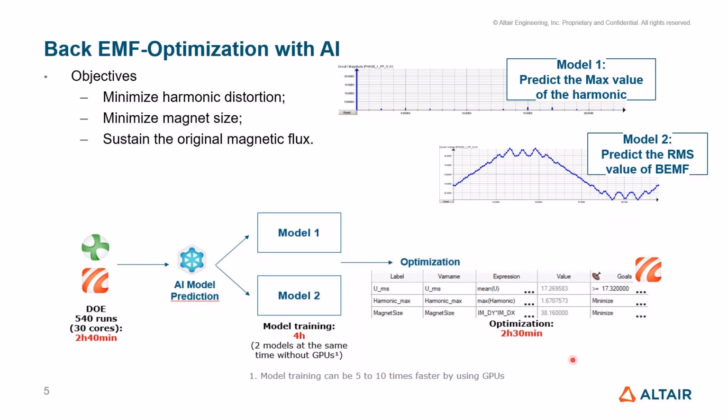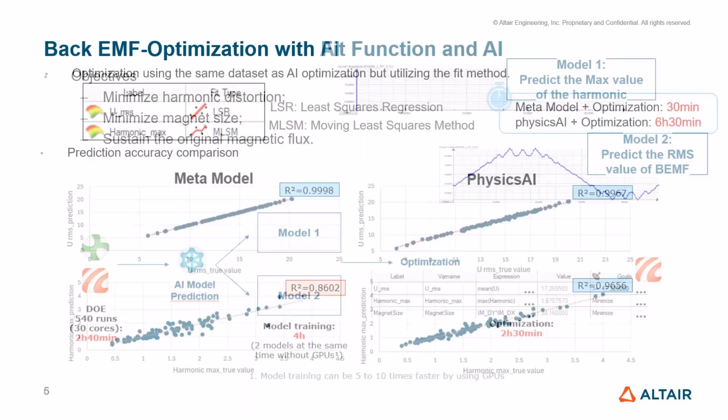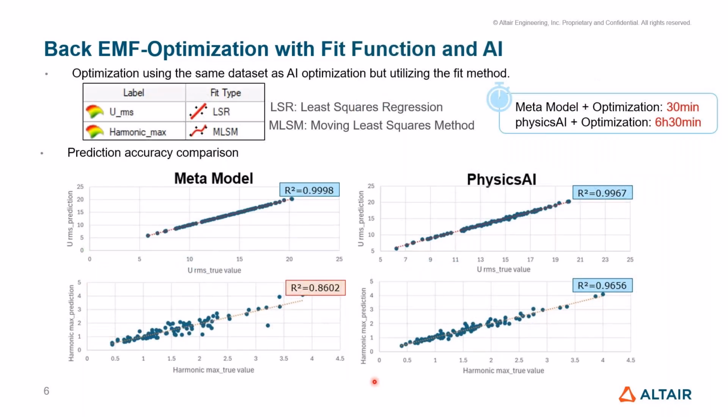And then once we got both the models, we used the AI models for optimization, and we ran an optimization which took around 20 or 30 minutes for us to get the optimum model. Now let's look at the comparison of what we have from the optimization.